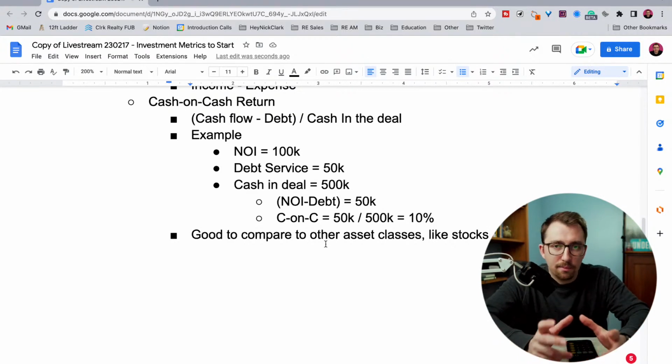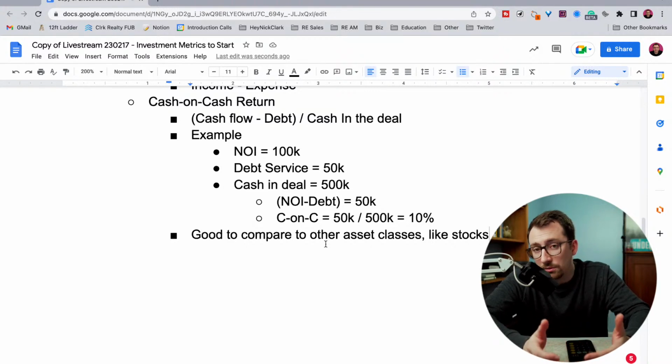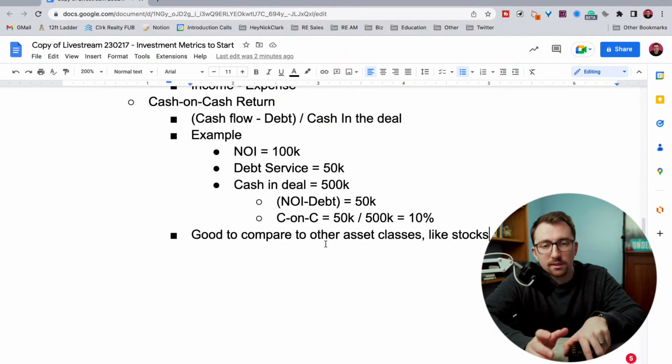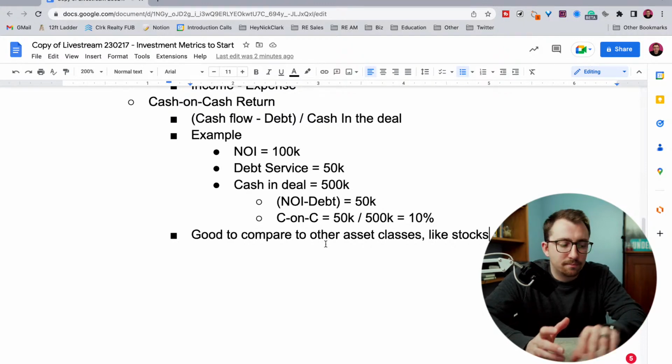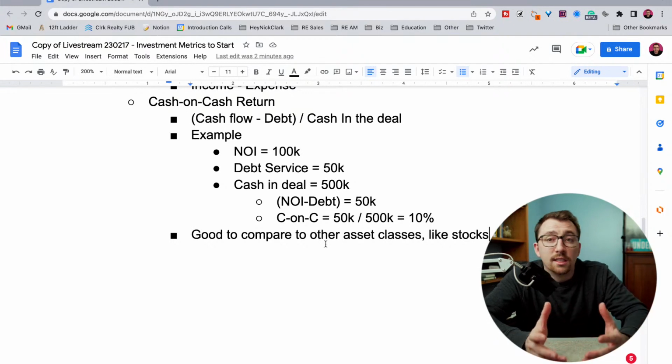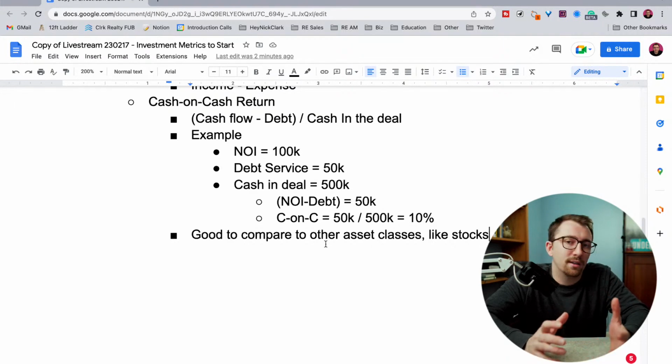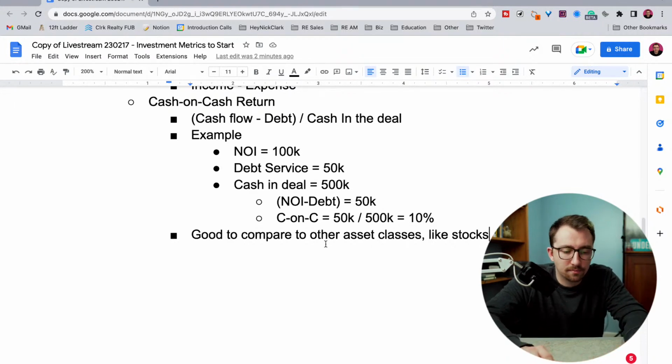So again, this is how we compare. It may not make sense for your situation to buy real estate. Maybe you go buy stocks instead, and then you don't have to think about it. Now, yes, there are other advantages of buying real estate. We're not going to go over that right now, but this is a good way to determine, on this deal, could I get a better return on my money somewhere else?